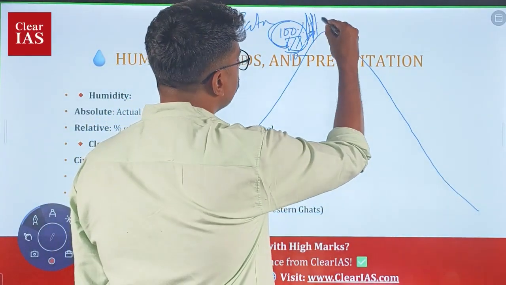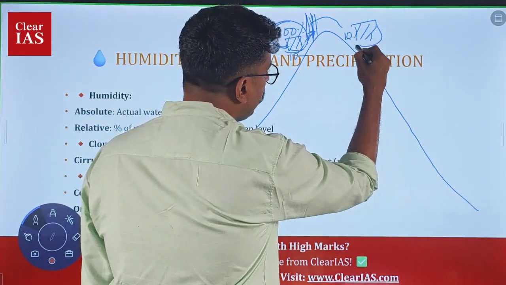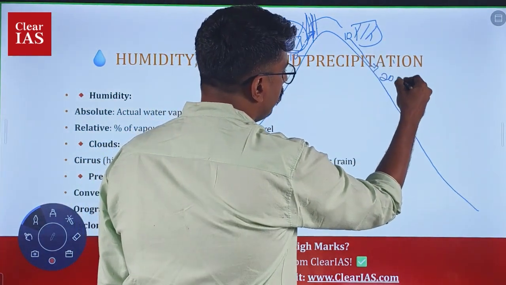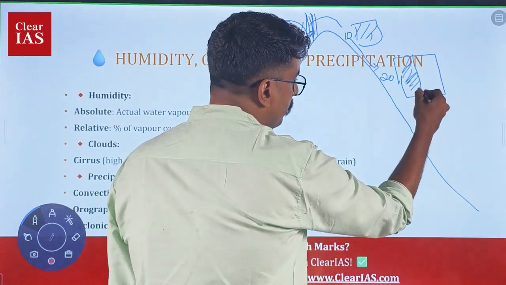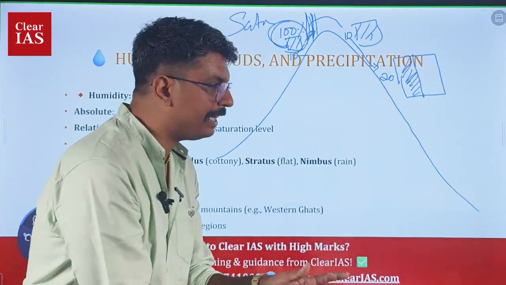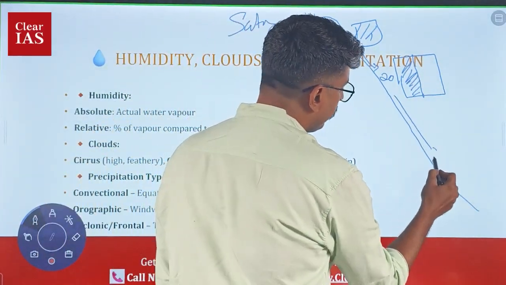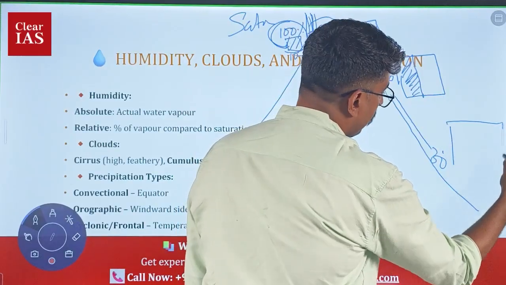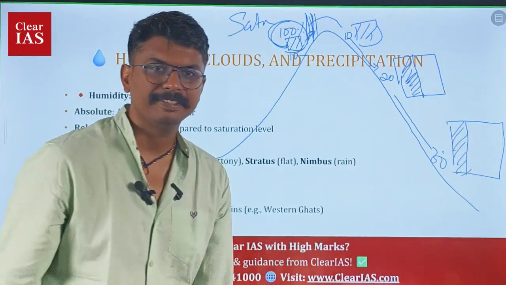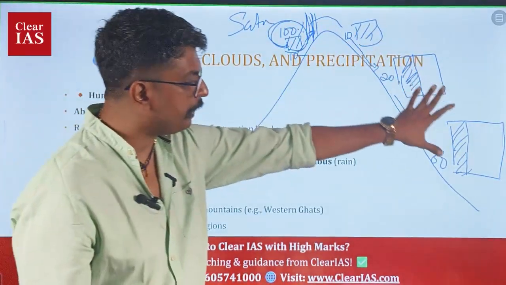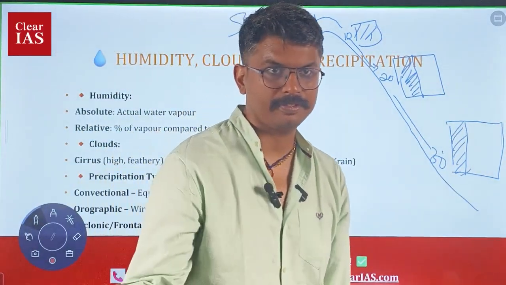Now we go in reverse. Here it was saturation at 10 degrees. Now when the air comes down to 20 degrees, the carrying capacity has increased and the water vapor is only this much. So a bigger plastic cover with less water, the water cannot spill out. Again, it comes to 30 degrees Celsius, the carrying capacity again increases, so relative humidity will be even lower. So this is why we don't get rainfall on the leeward side of the mountains.